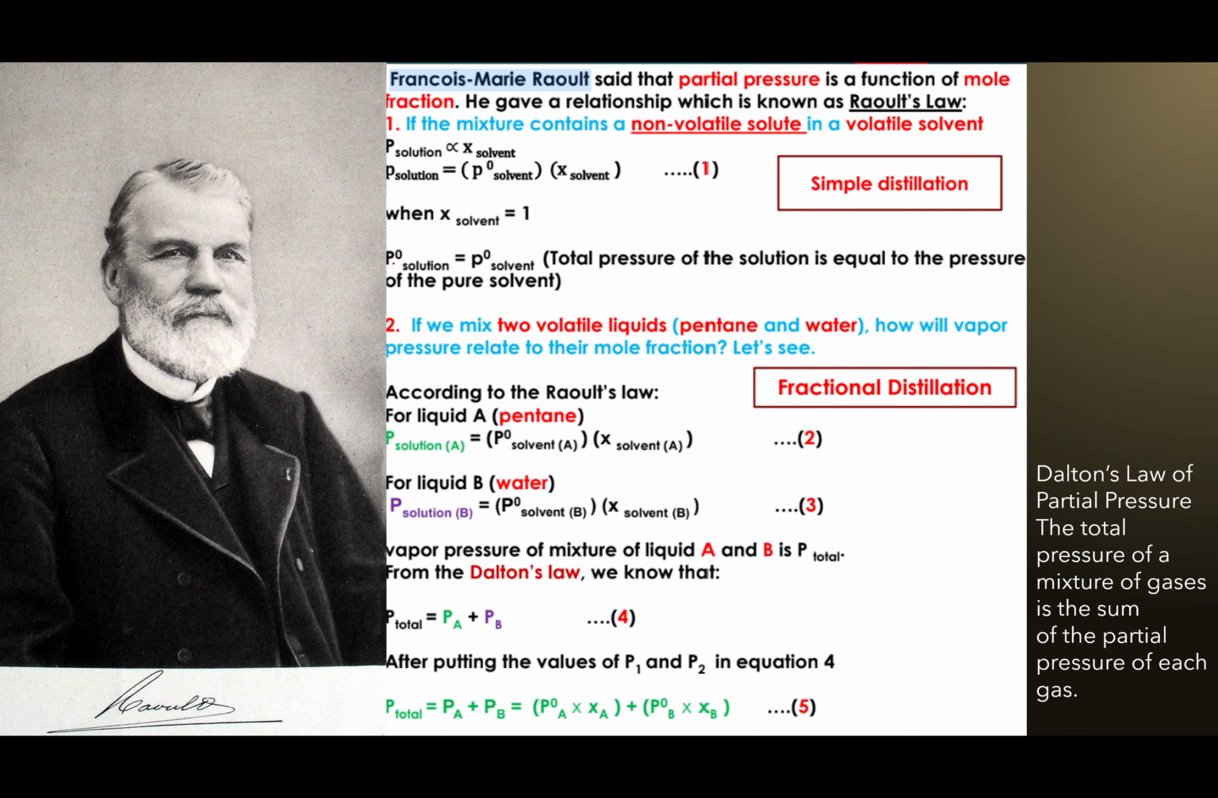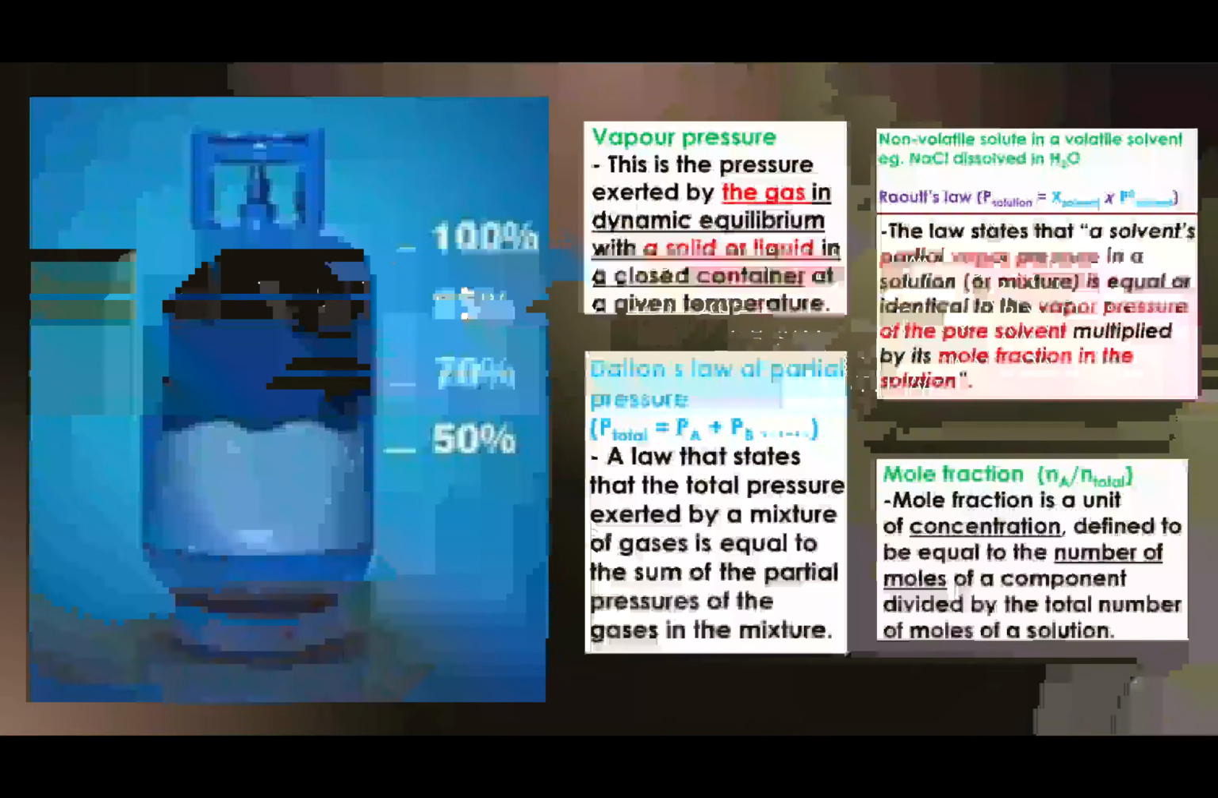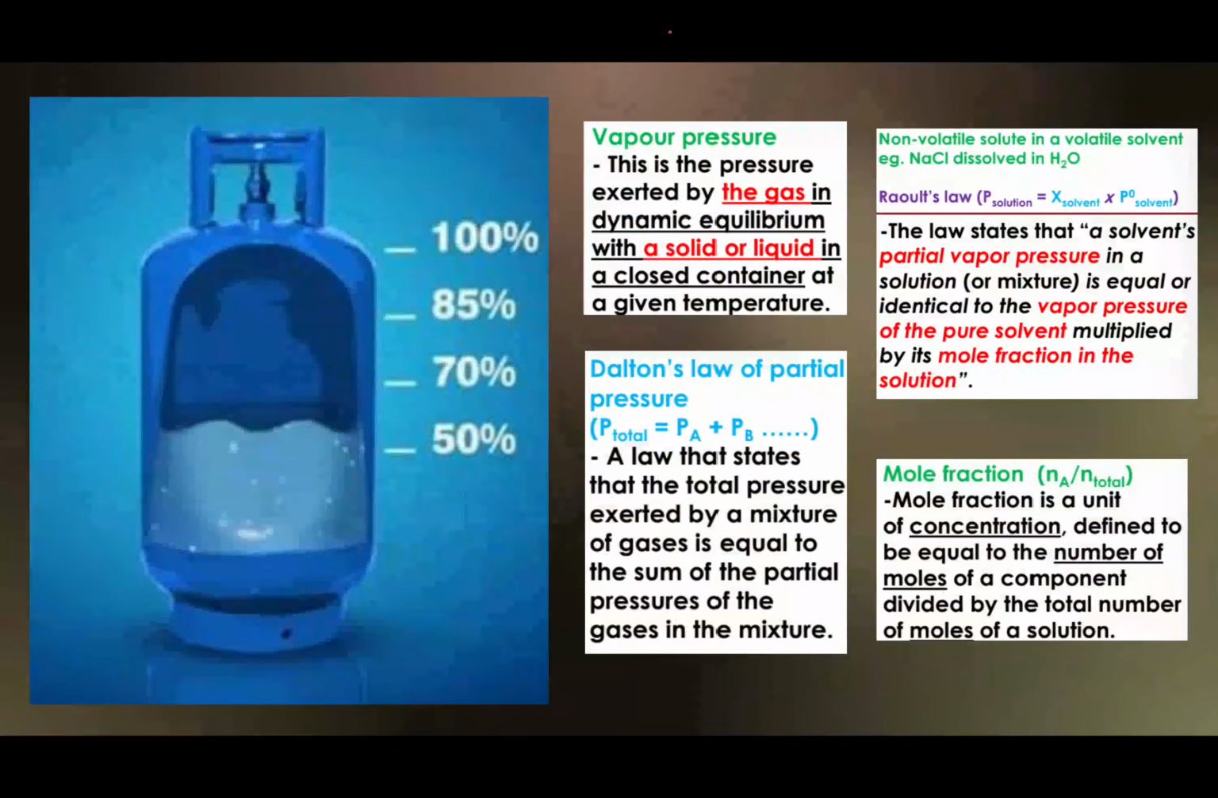Can you give a decent definition of partial pressure again? Alright, so partial pressure speaks to the pressure exerted by one component of a mixture. When we talk about pressure, we're talking about gases, so I don't have to tell you that it's gases. It's the pressure that is exerted from one component of the gas.